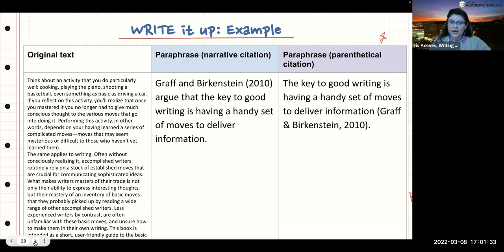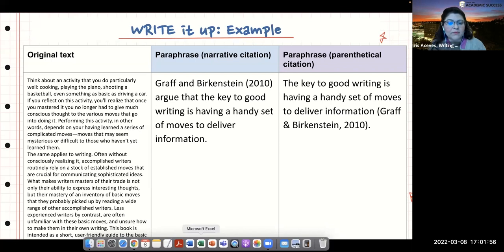So in these 2 big paragraphs, what I did was that I read them and I thought, okay, what are the authors trying to tell me? And then I came up with, what is it that I think they're trying to tell me? And I wrote it up in one sentence. And I wrote it up with a narrative citation format or a parenthetical citation format. So the first thing I have is that Graff and Birkenstein, 2010, argue that the key to good writing is having a handy set of moves to deliver information. That's what I think they're saying.